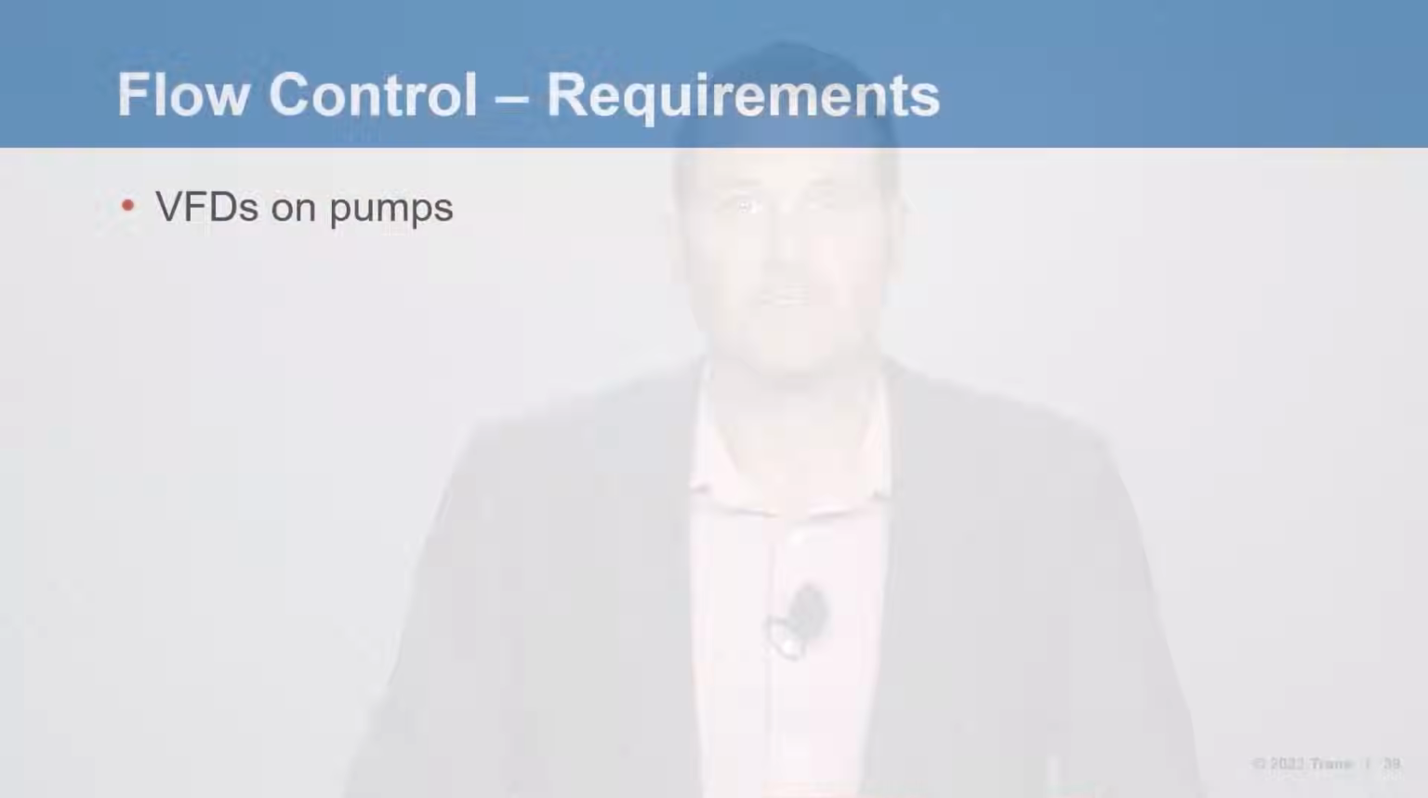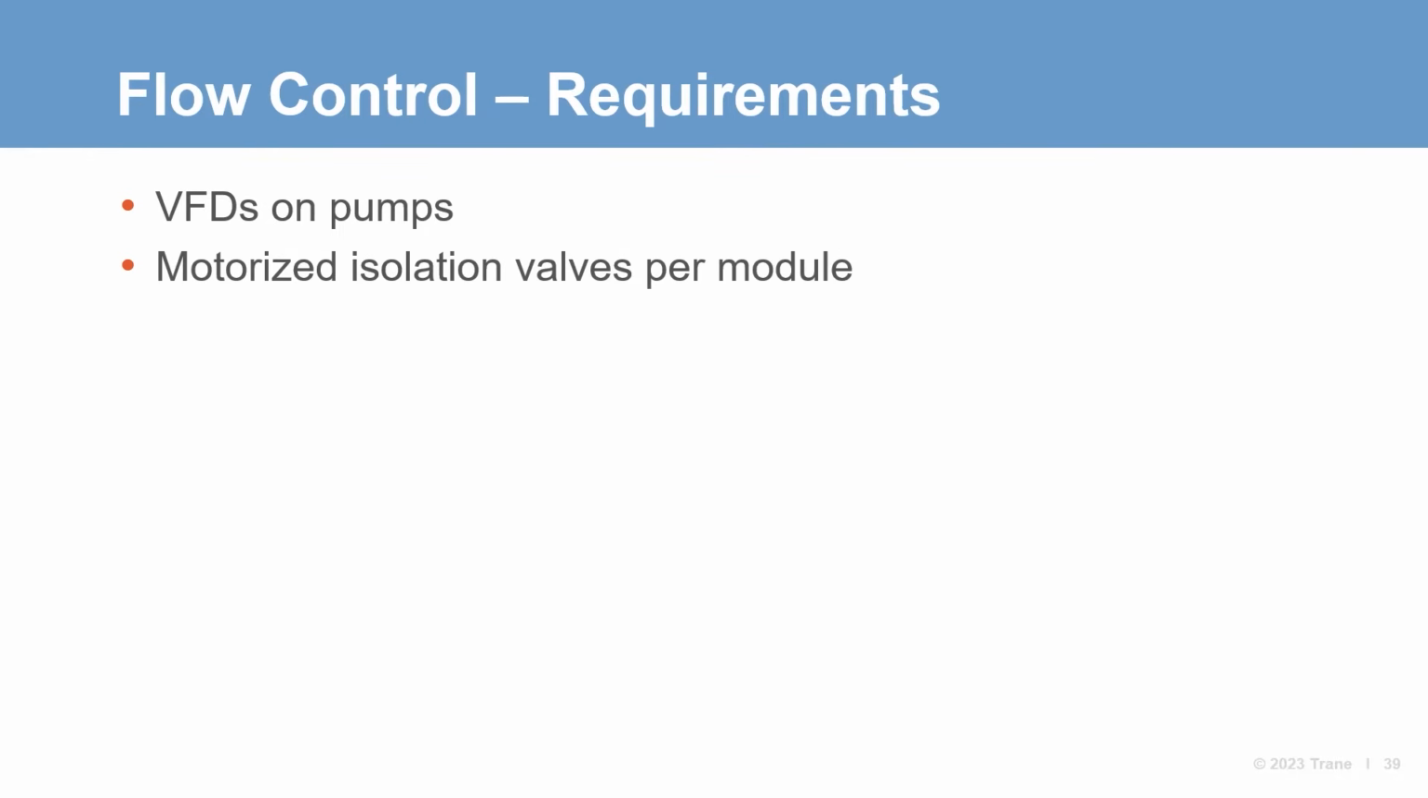First, we must recognize the system components that are required for proper operation. As with any variable flow system, variable speed drives are supplied with the system pumps. This should be straightforward, as VFDs are the most common way to modulate flow in a system. The chiller must be configured with motorized automatic isolation valves per module. These valves are the key feature built into the chiller that allow for proper variable primary flow operation.